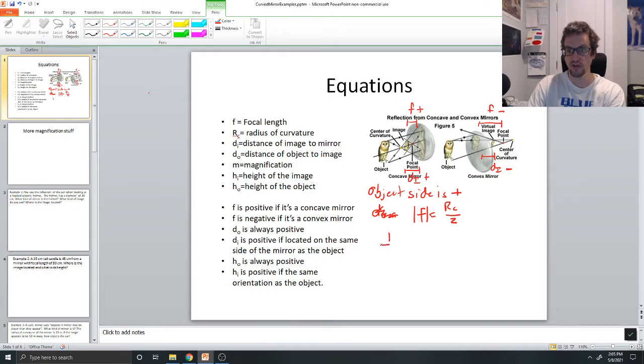The second equation, this is the big one. This is the mirror equation: 1 over f equals 1 over do plus 1 over di. That's the main one you're going to use in almost every problem.